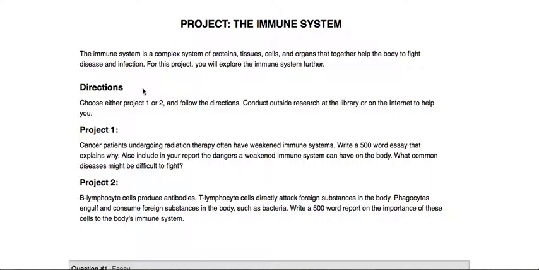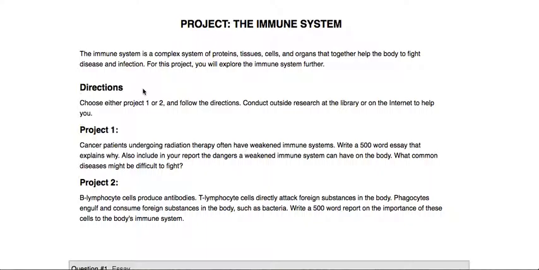So that's Project 1. Tons of resources out there. I will post some resources with regards to where you can find information for Project 1. But let's talk Project 2.